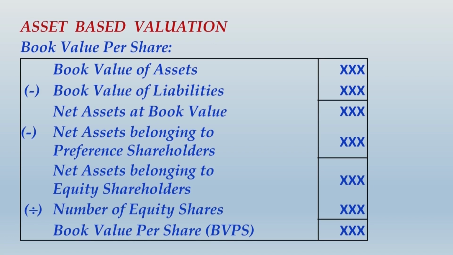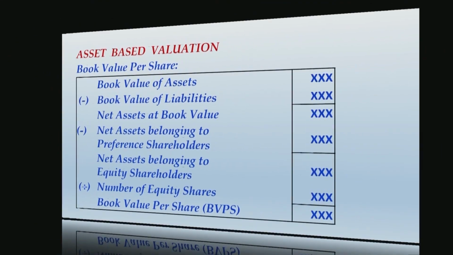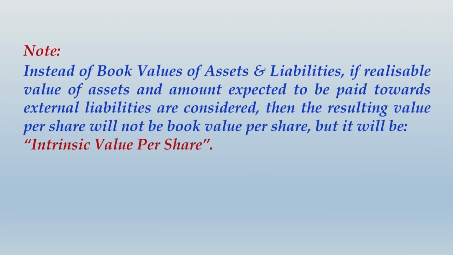Alright friends, after writing this up, let us move ahead and write an important note. I have already explained one thing: instead of book value of assets and liabilities, if the realizable value of assets and the amount expected to be paid towards external liabilities are considered, then the resulting value per share will not be book value per share, but intrinsic value per share. Please note this down and then we move ahead.